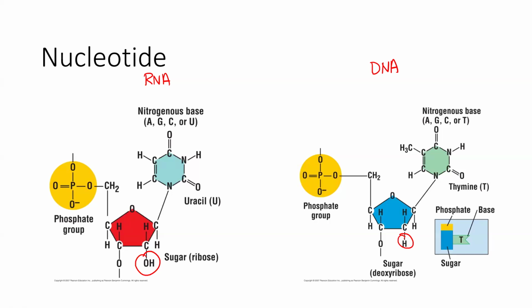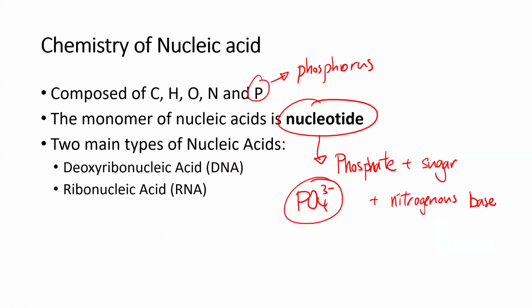Sorry, just a question. Phosphate was PO3 or? PO4, PO4, 3 negative. Yeah. Oh, PO4 and then 3 negative. There you go. Yeah, 3 negative. Okay, that's right.